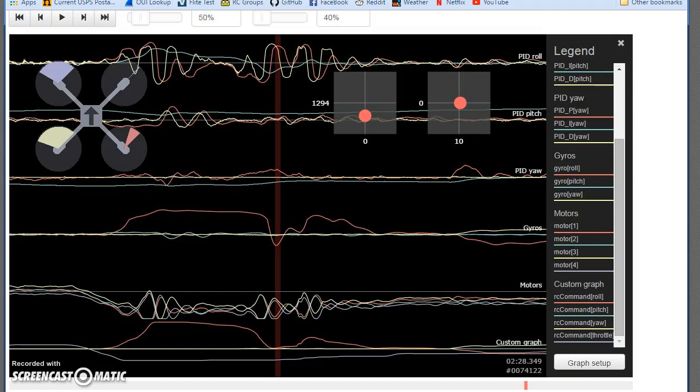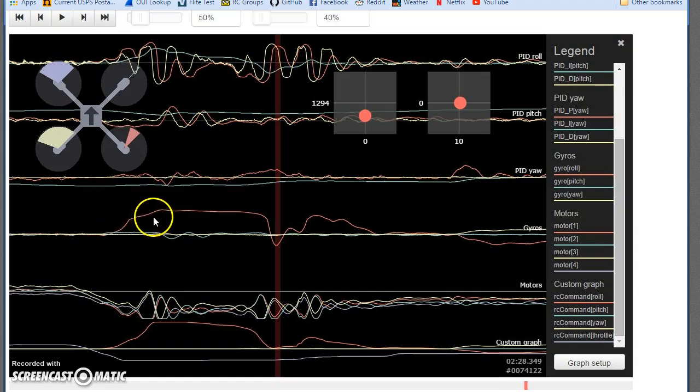So what is going on? We're doing a roll. I believe the gyro is positive, the RC command is positive. I believe that's a left roll. RC command goes positive, gyro goes positive.